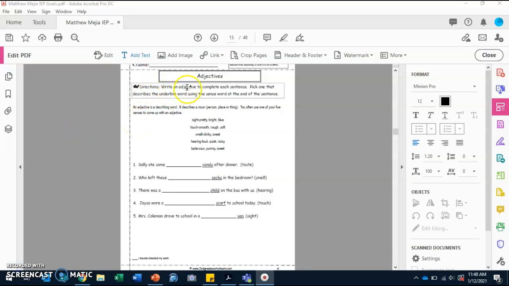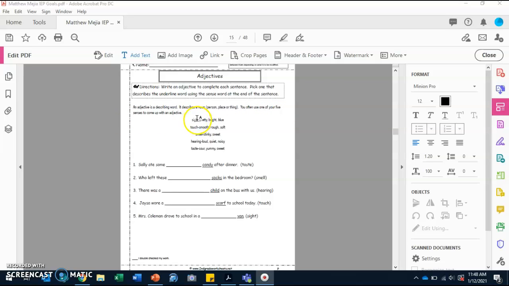So here it says, write an adjective to complete each sentence. Pick one that describes the underlined word using the sense word at the end of the sentence. So an adjective is describing a word. It describes a noun, a person, place, or thing. You often use one of your 5 senses to come up with an adjective.